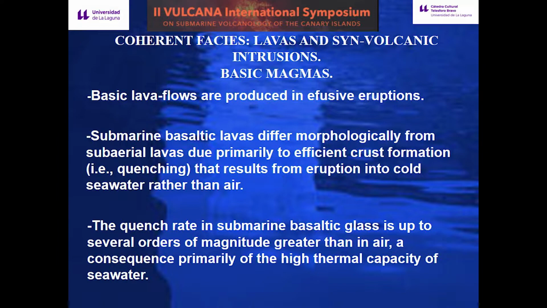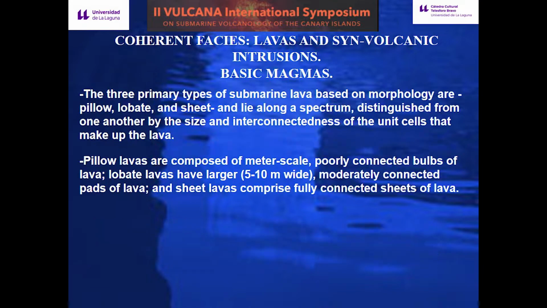Submarine basaltic lava differs morphologically from subaerial lava due principally to efficient crust formation, quenching, that results from eruption into cold seawater rather than air. The quenching rate in submarine basaltic glass is often several orders of magnitude greater than in air, a consequence primarily of the high thermal capacity of seawater.